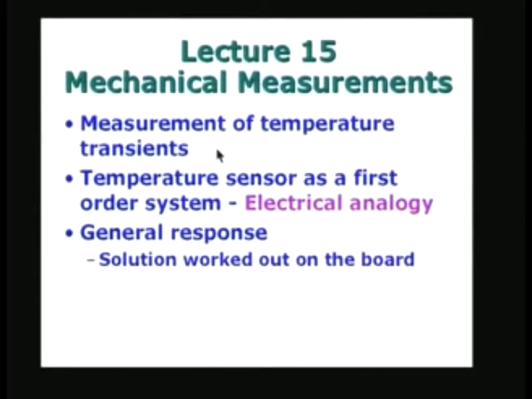What we will be doing in this lecture is to look at a temperature sensor and describe it mathematically in terms of a first order system behavior, and we will also draw an analogy with electrical circuit theory, and we will look at the similarities between the two systems. We will look at the governing equation, we will derive it and then work out what we call as the general response for any variation of the temperature.